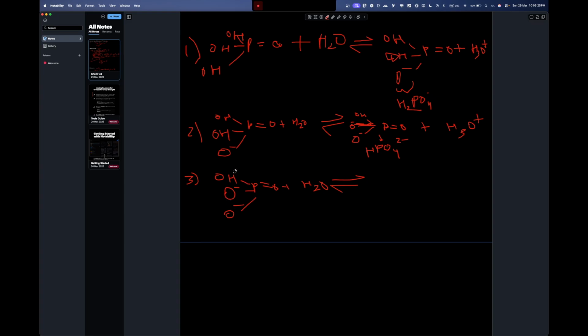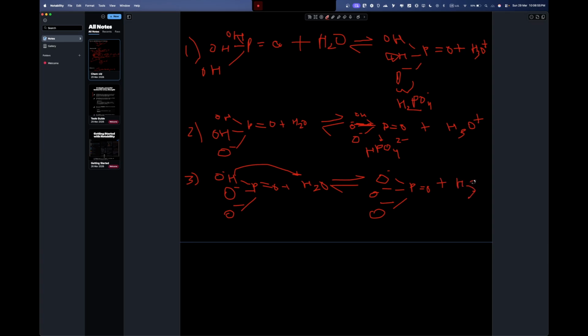So this again, tug of war. This hydrogen is going to go here, right? It's going to break this very strong covalent bond, and this will form O minus. So you will get, guys, O minus, P, double bond O, O minus, O minus, and plus H3O plus.